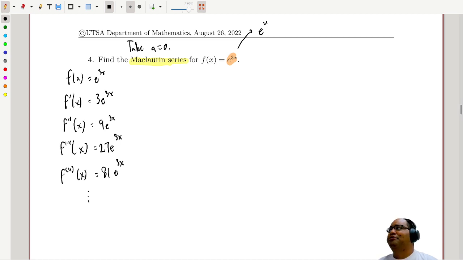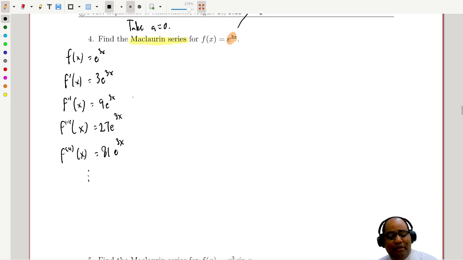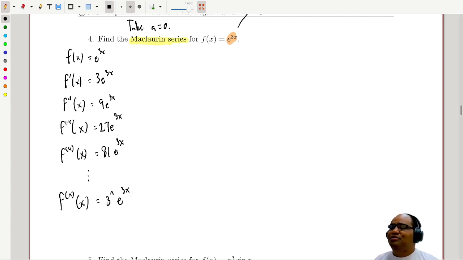But what's the pattern? We're still going to get an e to the 3x, but now we're multiplying by a power of 3. So the nth derivative here at x is 3 to the n times e to the 3x. That's a lot of weird sounds that sound the same.